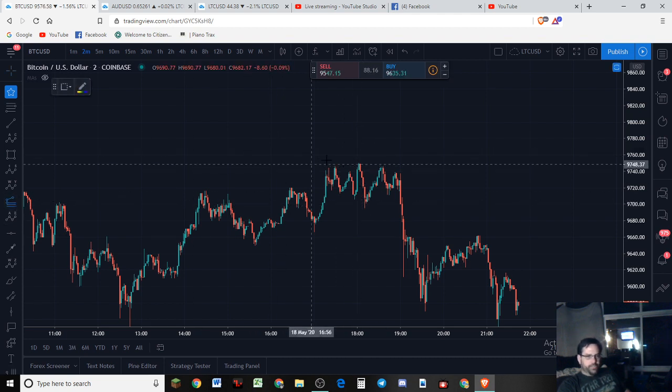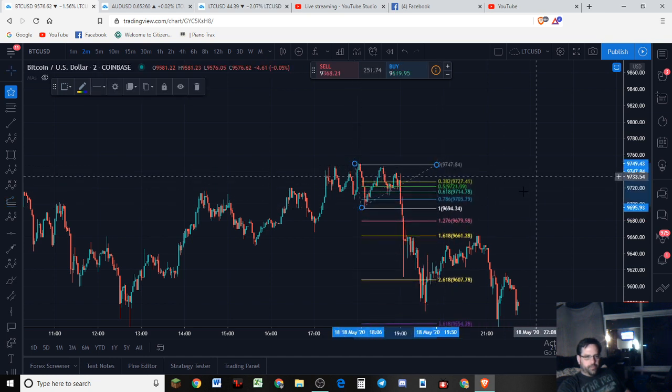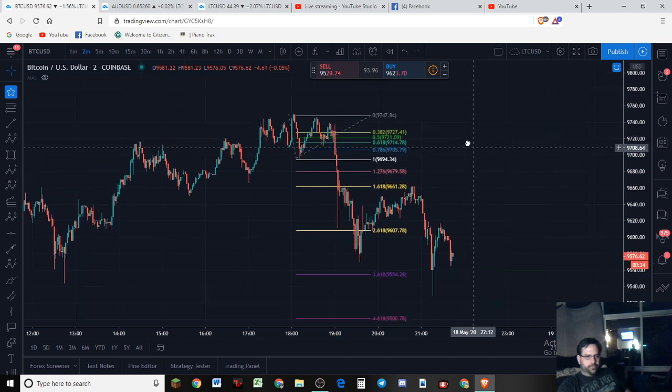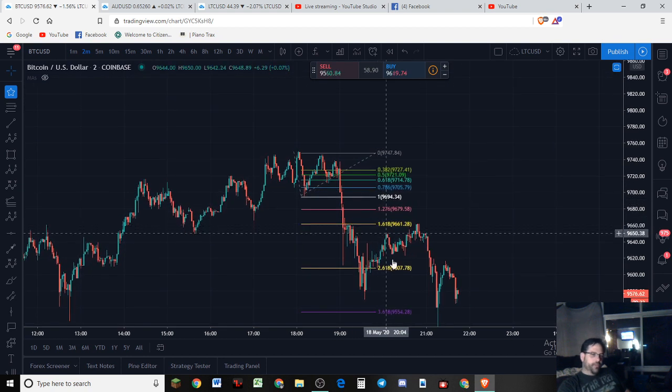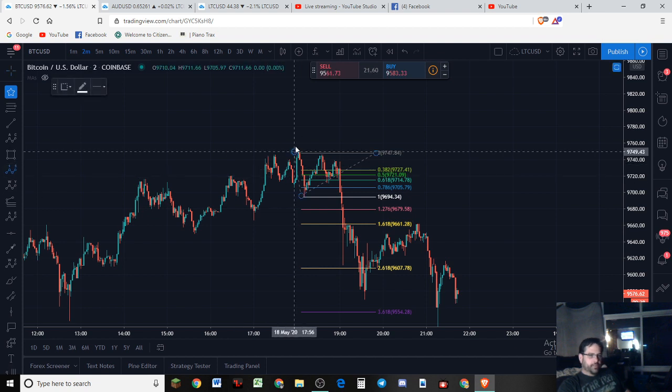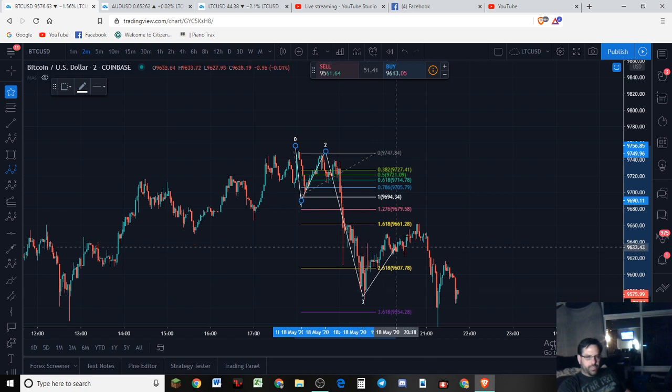Whenever you count, you always start with the fibs. Always start with the fibs. Okay, 2618. There's the 3rd wave. So you're looking for what wave comes to the 2618 or the 1618, and that's the 3rd wave. So you go 1, 2, 1, 2, 3, 4, 5. There's 3. That's 4.